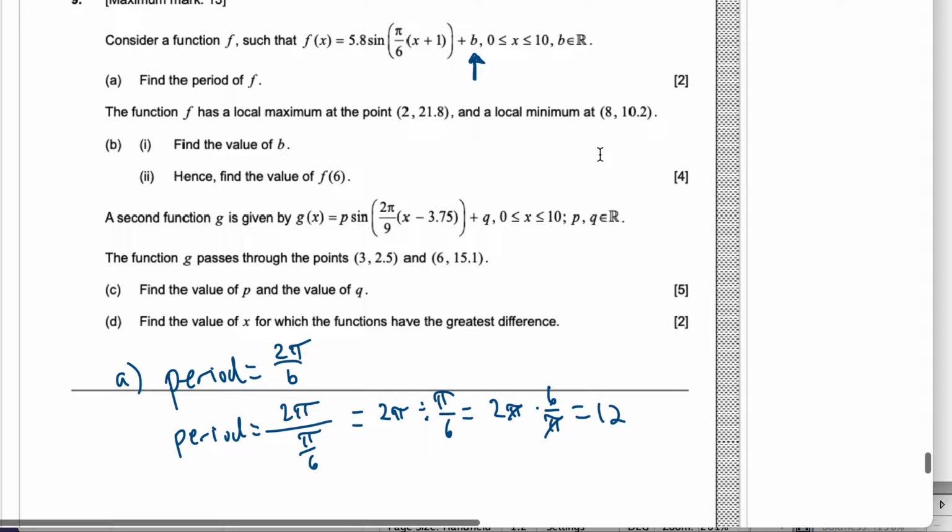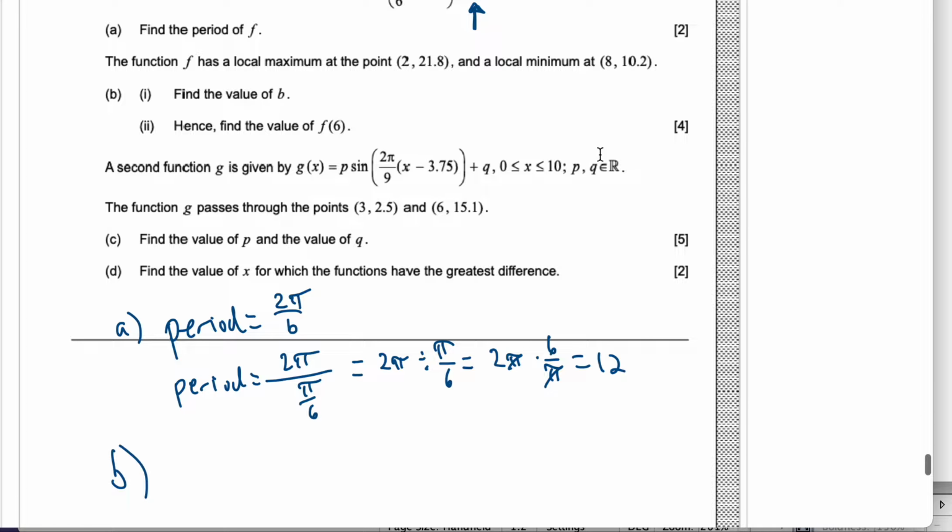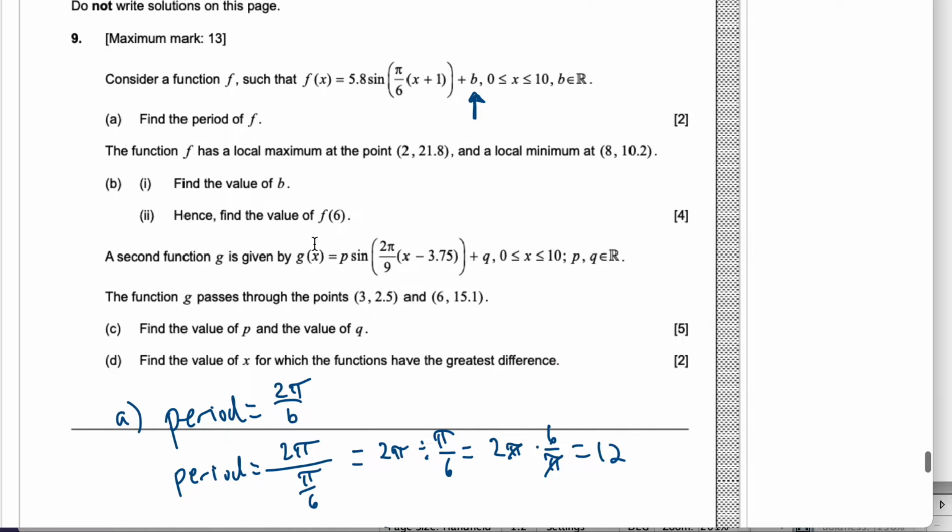So b, we can just do the average: add them up, 21.8 plus 10.2, divided by 2. What is this here? 32 divided by 2, which is 16. So that's the value of b. That would go into here.